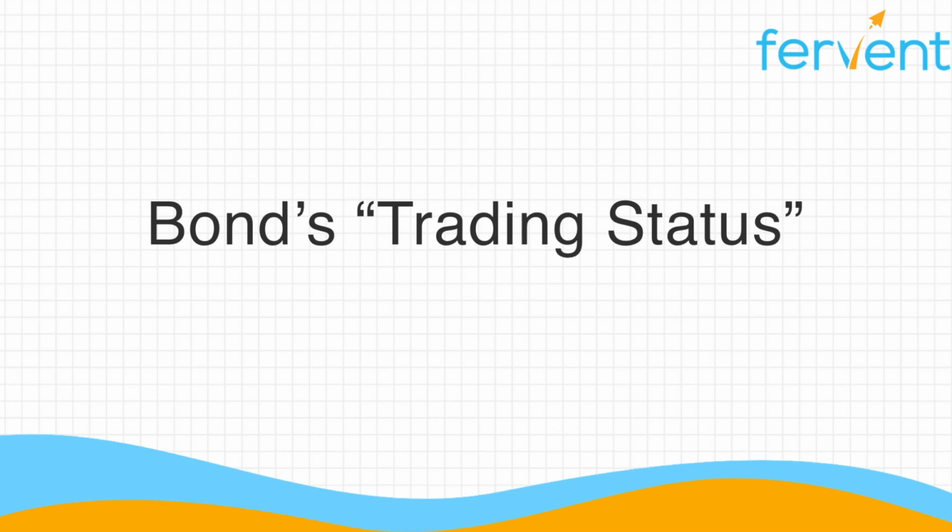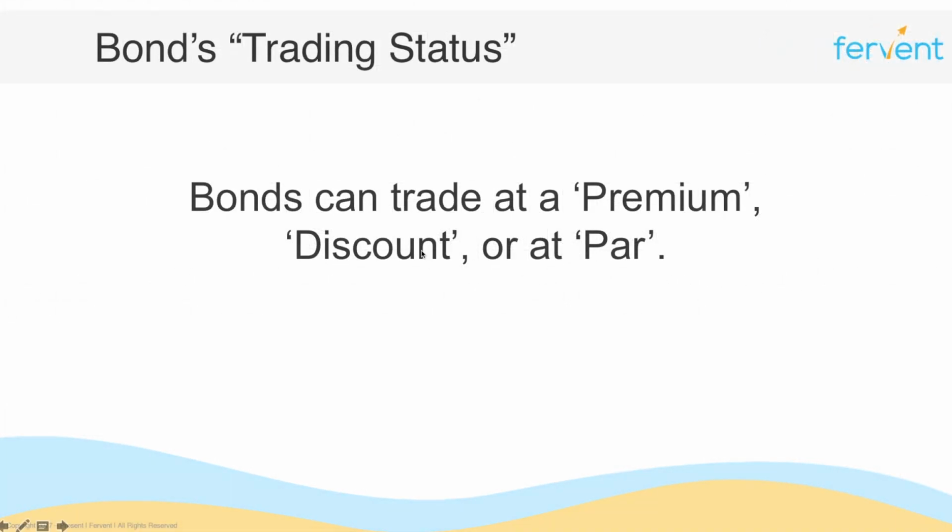In this video, we're going to learn about the bond's trading status, which is a function of the bond's price and par. Bonds can trade at a premium, discount, or par. How do we determine whether a bond trades at premium, discount, or par?